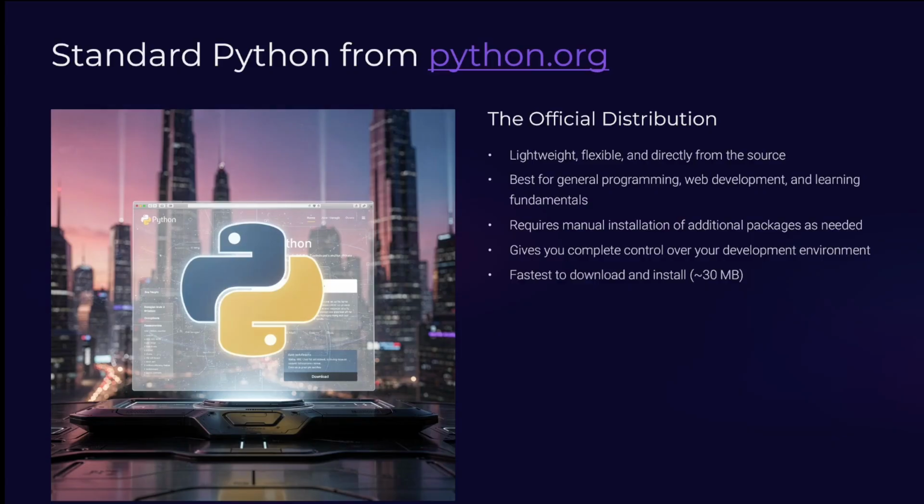The first one is standard Python, which is from python.org. This is the simplest, lightweight, only 30 MB, best if you want to learn basics or do some simple coding. So if you install through python.org, you need an editor like PyCharm or Visual Studio Code to run your Python.